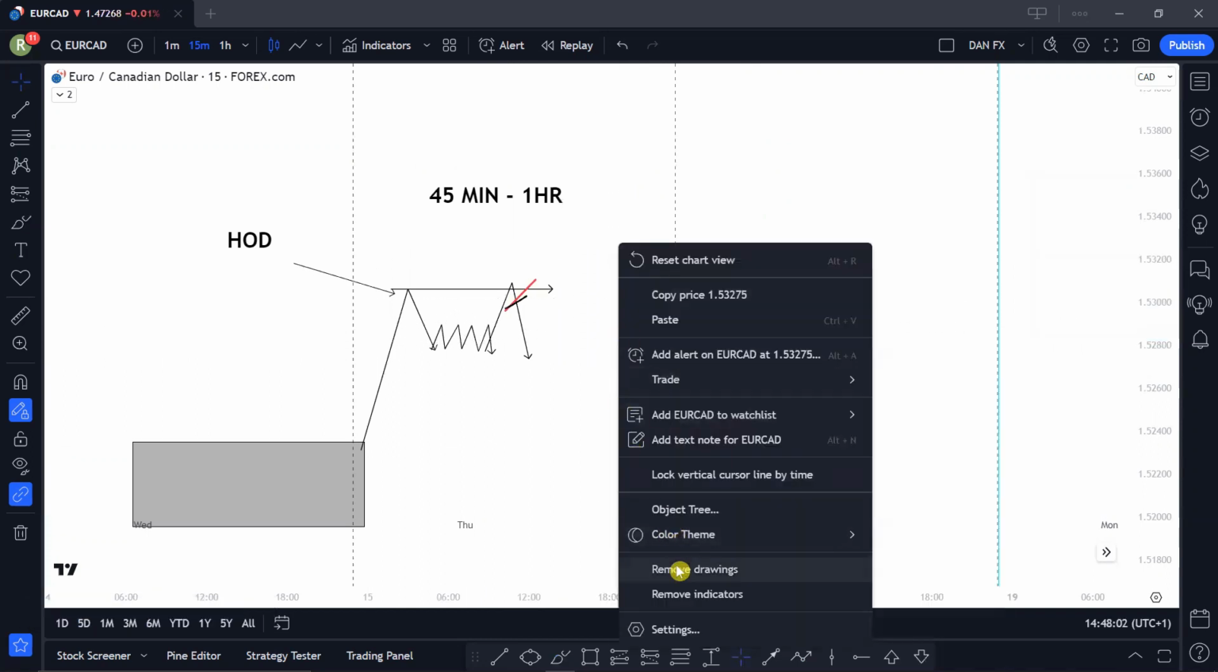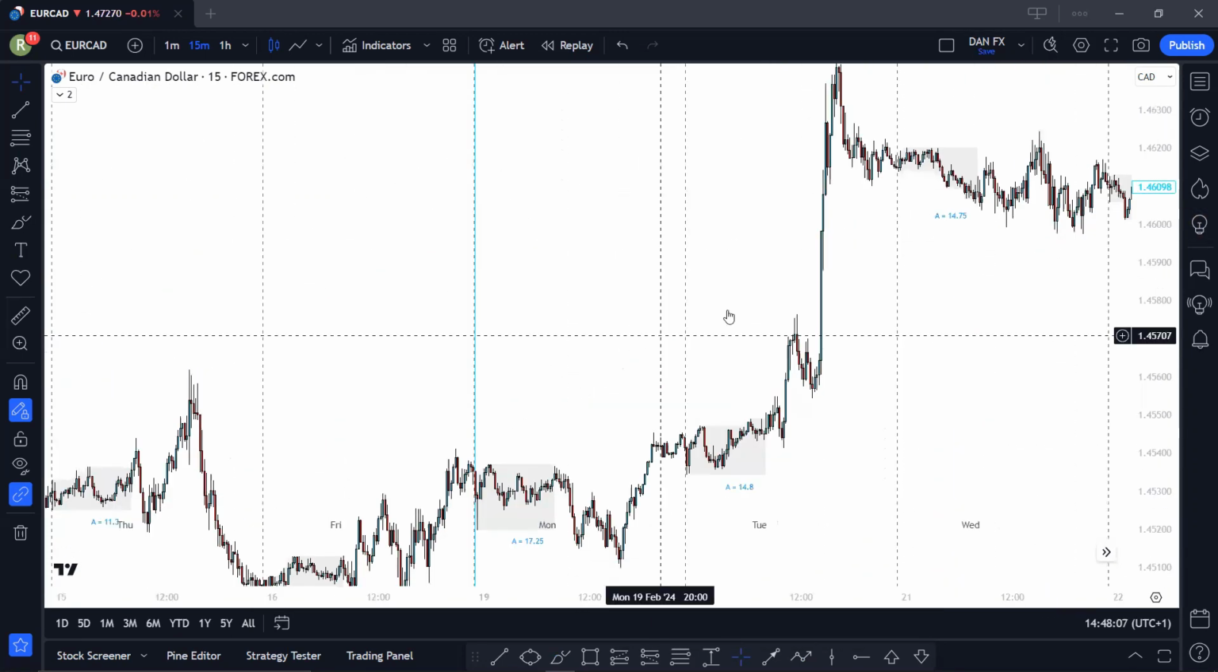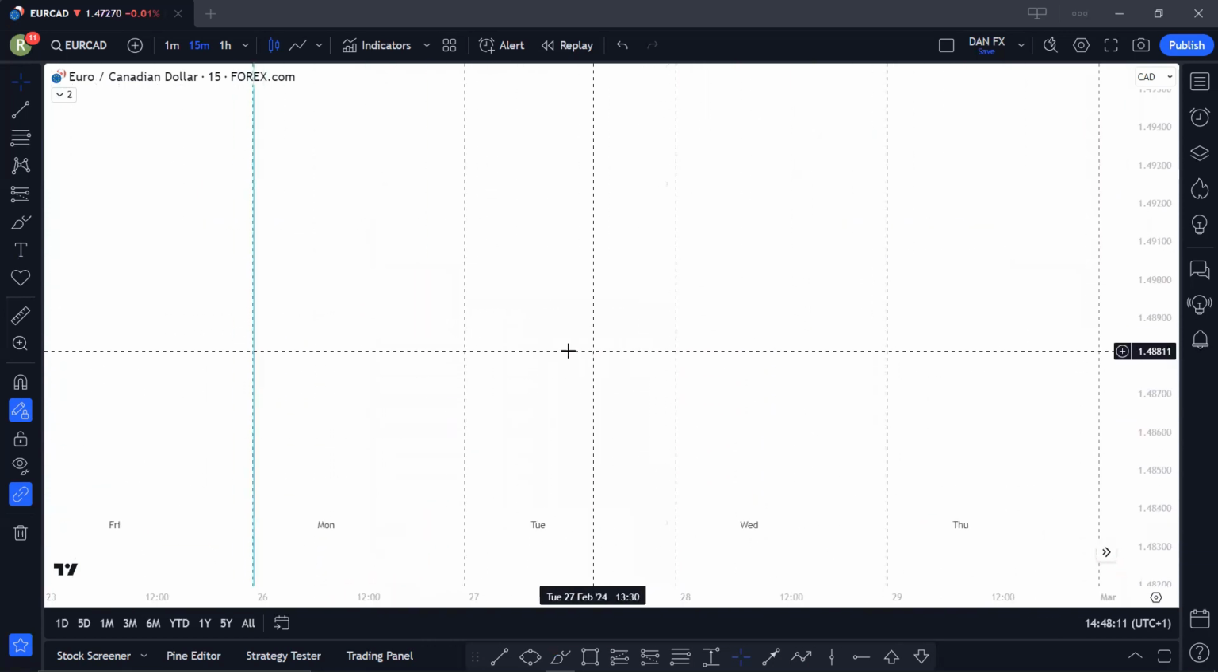All right, so let me give you the breakdown of the strategy. That's just the foundation you need to know in order to understand the strategy I'm about to show you.